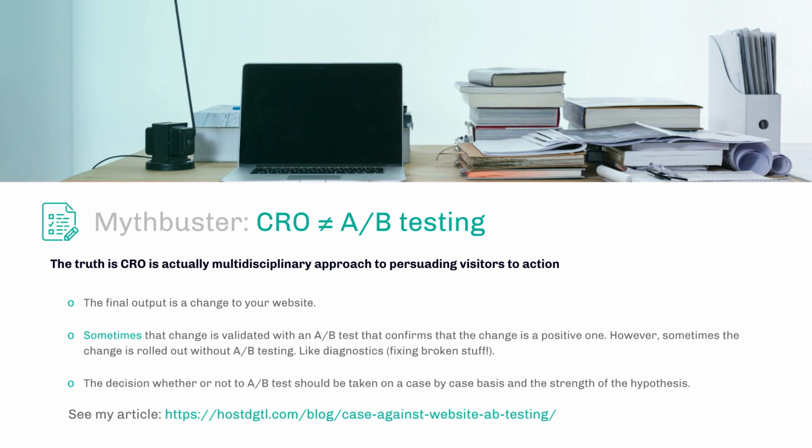The final output is definitely a change to your website, but sometimes that change is validated with an A/B test that confirms it's good or bad. But sometimes the change that you roll out is without A/B testing. For example, it's diagnostic and you're just fixing something that's broken, right? If that's the case, you don't need to A/B test it. It's a no-brainer. You just go ahead and make that change. So the decision whether or not to A/B test is a really important part of conversion rate optimization. You need to take it on a case-by-case basis. It really depends on the strength of the hypothesis and a few other factors as well, like how much traffic have you got? Have you actually got enough traffic to run an A/B test? So for more on that, see my article that I've listed there in my blog.